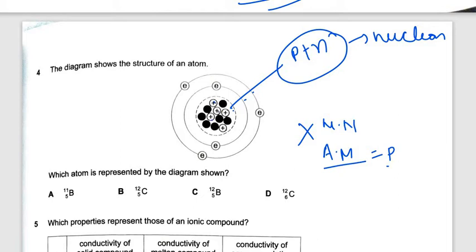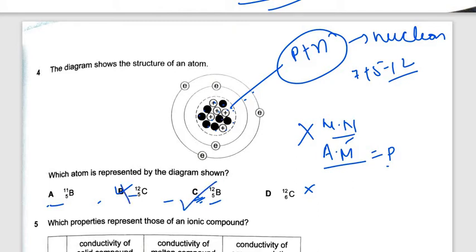So options A, B, C are possible, D is gone. Now mass number is proton plus neutron. How many protons? 5. How many neutrons? 1, 2, 3, 4, 5, 6, 7. So 7 plus 5 will be 12. So it will be either B or C. Now remember, atomic number is the identity of the element. It will determine what the atom is. So boron is only 5. Carbon is 6. So you cannot say option number B.